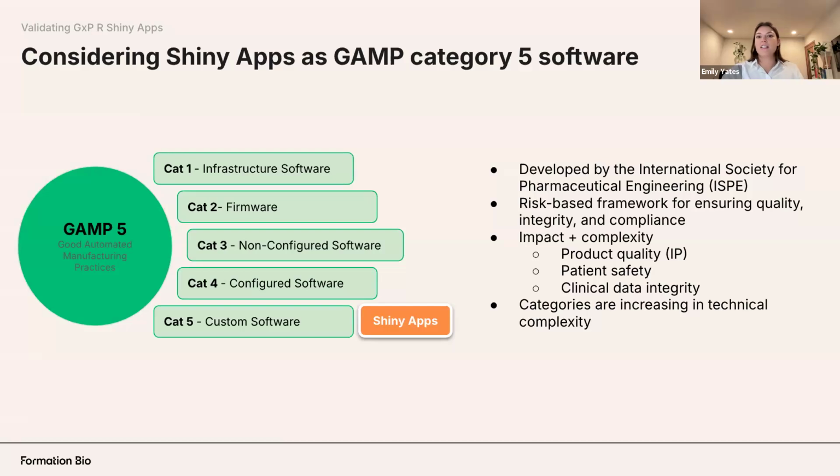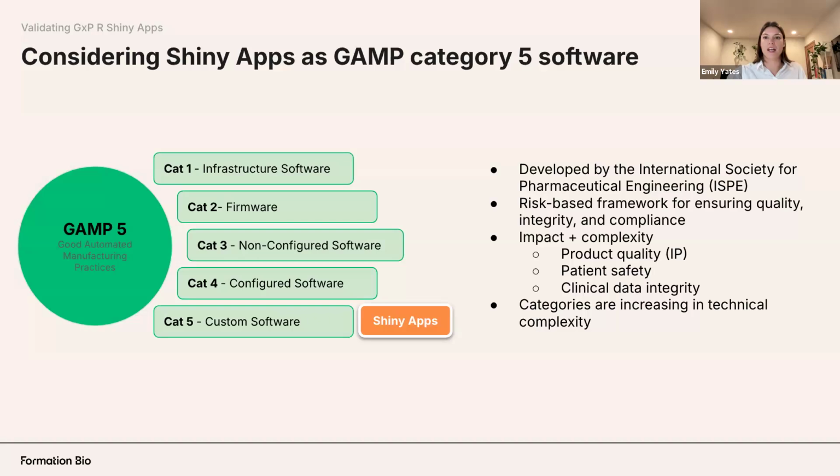So if you're not familiar, GAMP stands for Good Automated Manufacturing Practice and is a guideline developed by the ISPE. The value here is that it provides a risk-based approach to creating compliant GxP computerized systems within industries like pharmaceuticals, biotechnology, and healthcare. GAMP is focused on ensuring that these automated systems are properly developed, tested, and validated to meet the bar of industry standards and regulatory requirements.